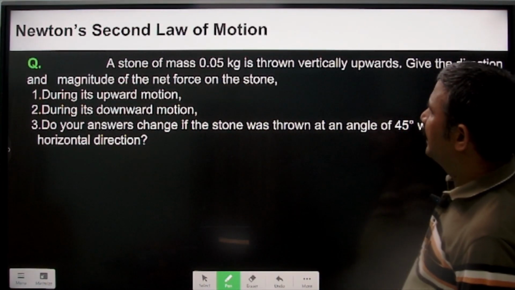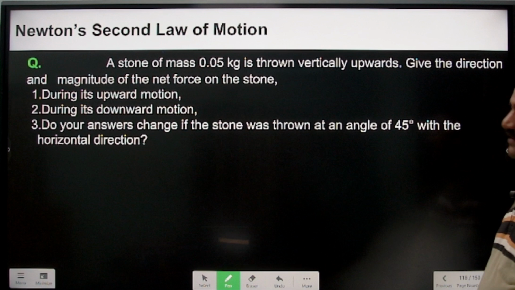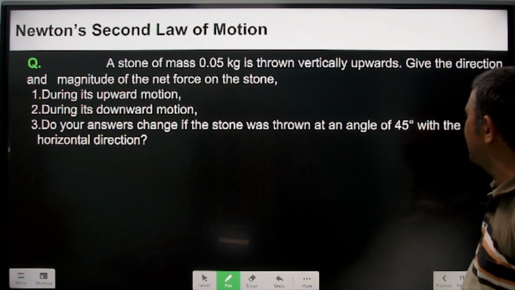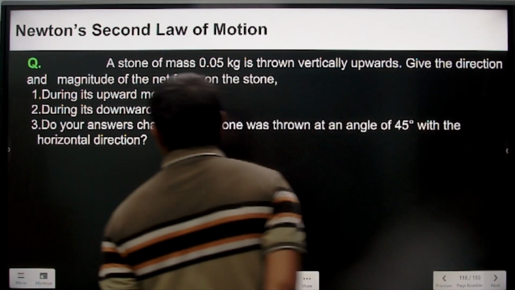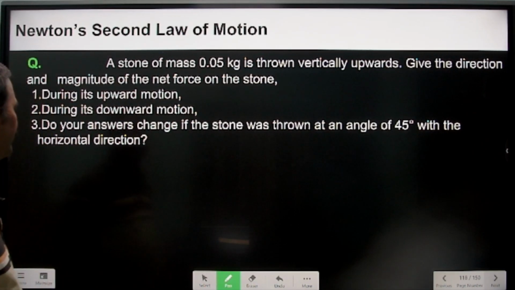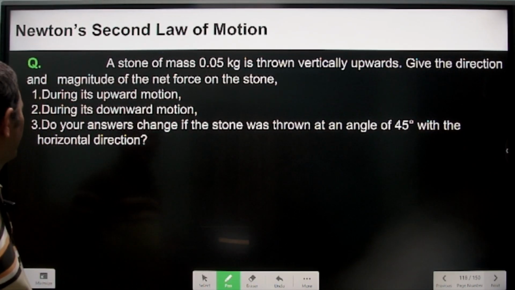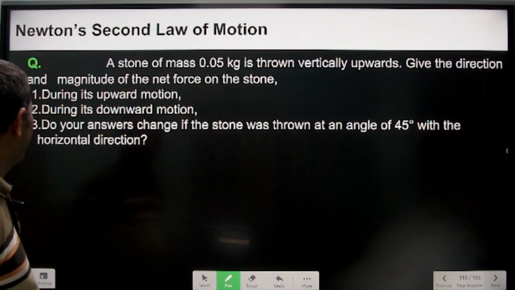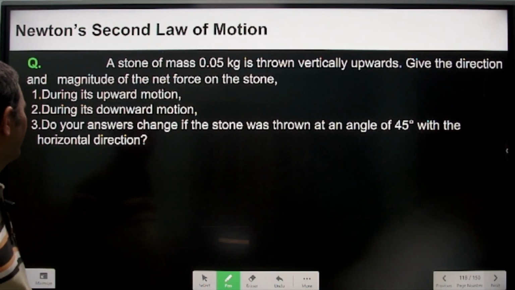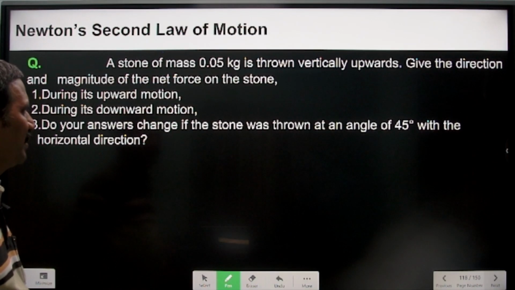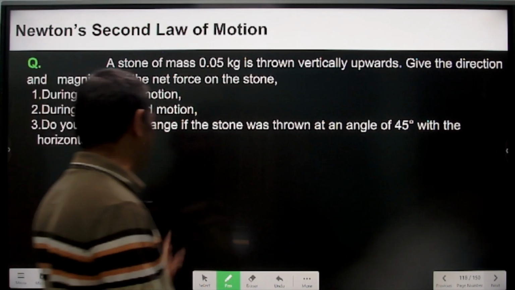So here, a stone of mass 0.05 kg is thrown vertically upwards. Give the direction and magnitude of the net force on the stone during its upward motion and during its downward motion. Do your answer change if the stone was thrown at an angle of 45 degree with the horizontal direction?